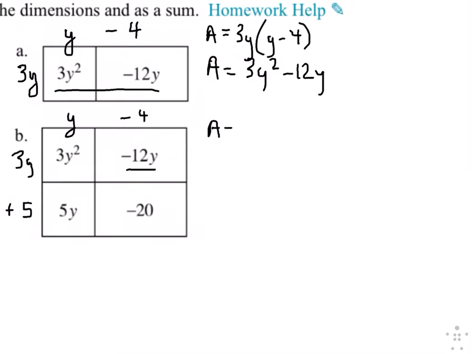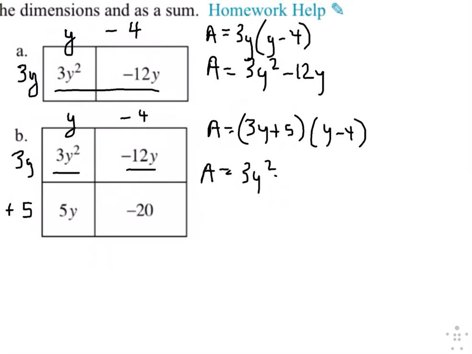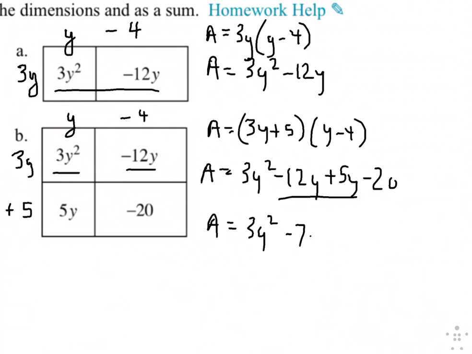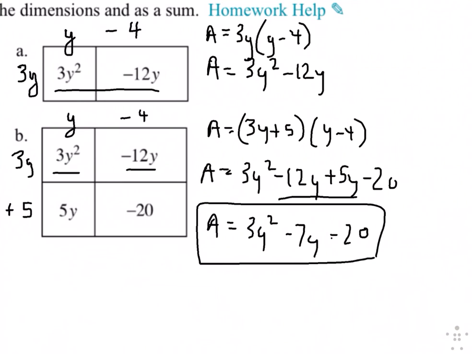So the area is 3y plus 5 times y minus 4. And if I multiply this out, or I add all these, I get 3y squared minus 12y plus 5y minus 20, right? And then these are like terms. So I get area equals 3y squared minus 7y minus 20. So here's written as a sum, here's written as a product, right?